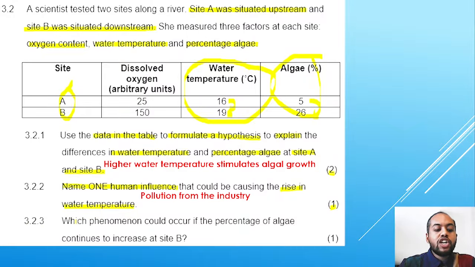3.2.3 says which phenomenon could occur if the percentage of algae continues to increase at site B for 1 mark. If the percentage of algae continues to increase here, from 26 it continues to go up. What phenomenon could occur? When your percentage of algae starts to increase so much that it eventually covers the entire river, then the phenomenon will be referred to as eutrophication.